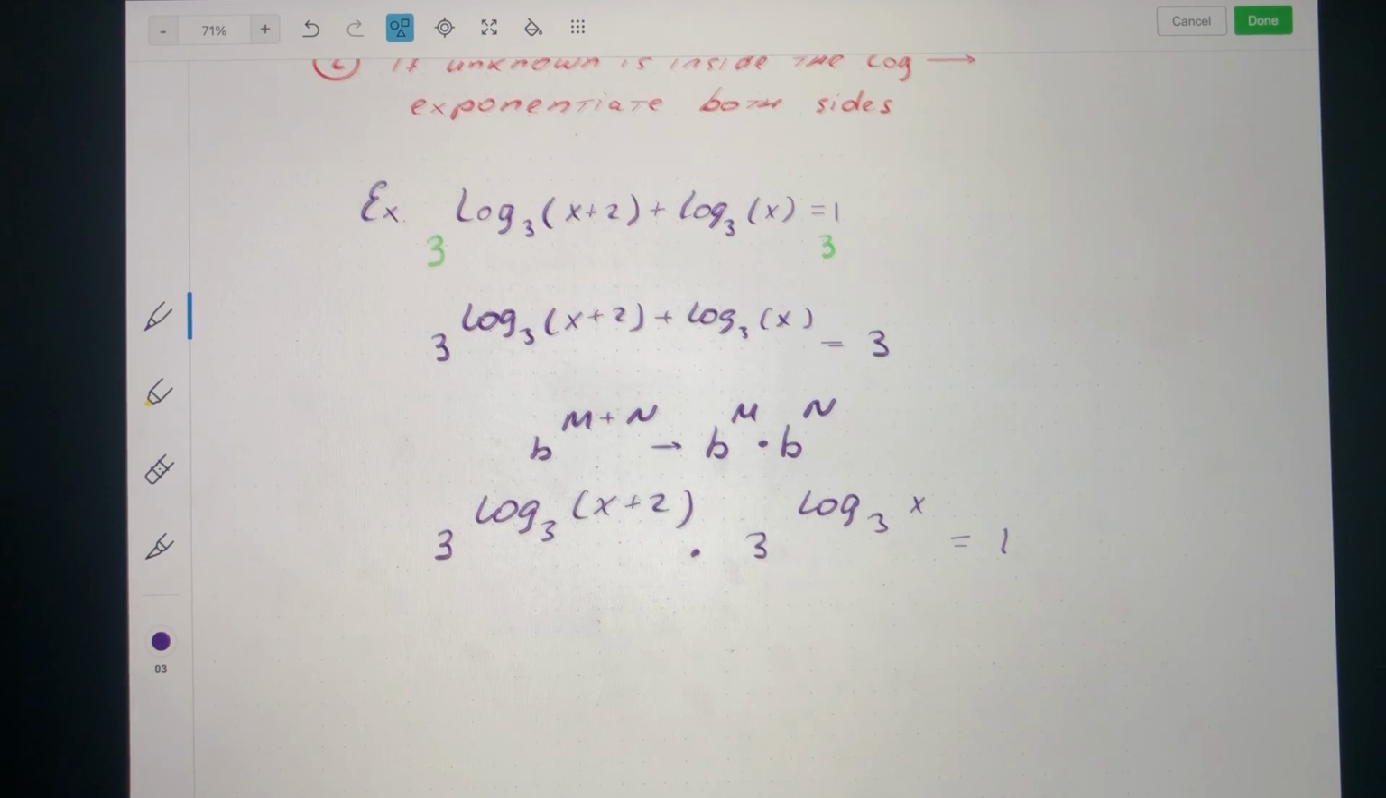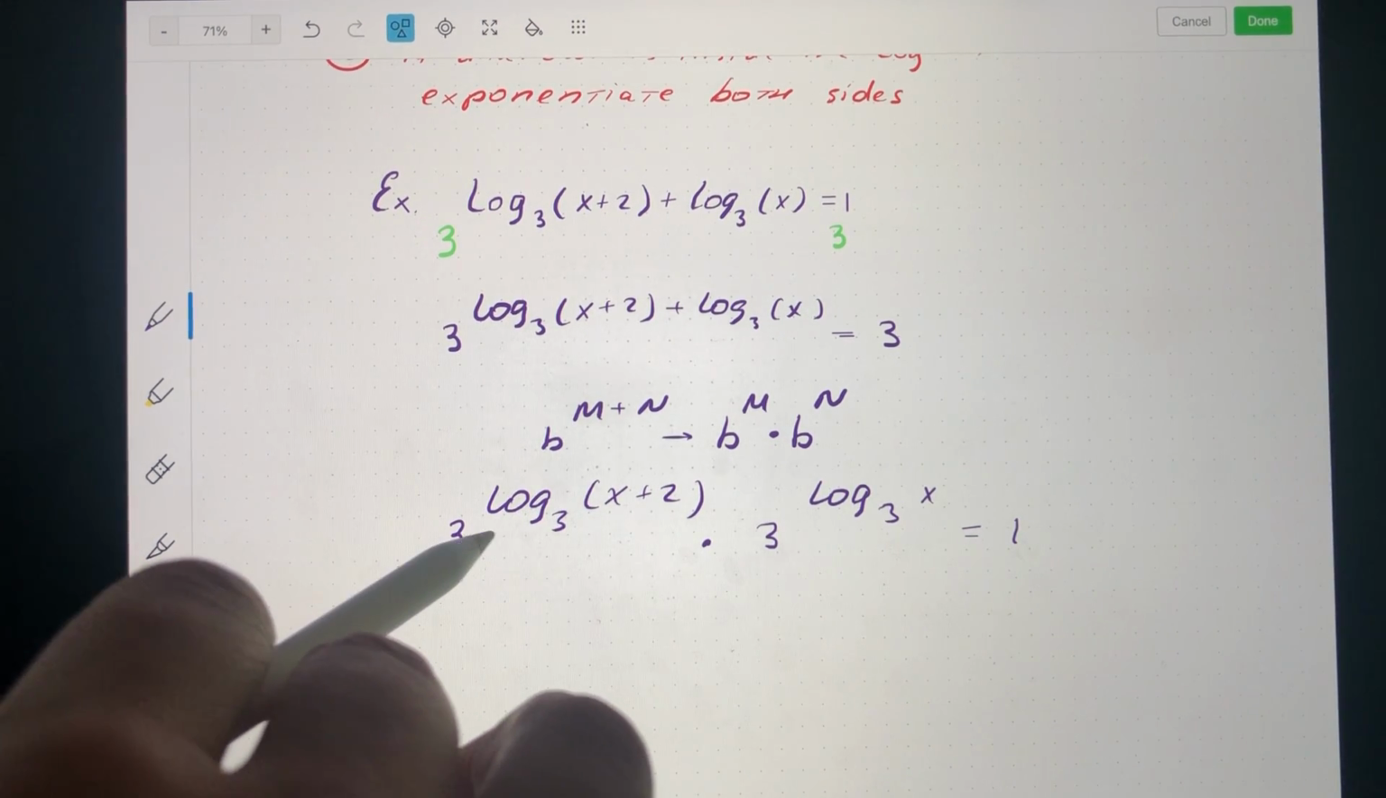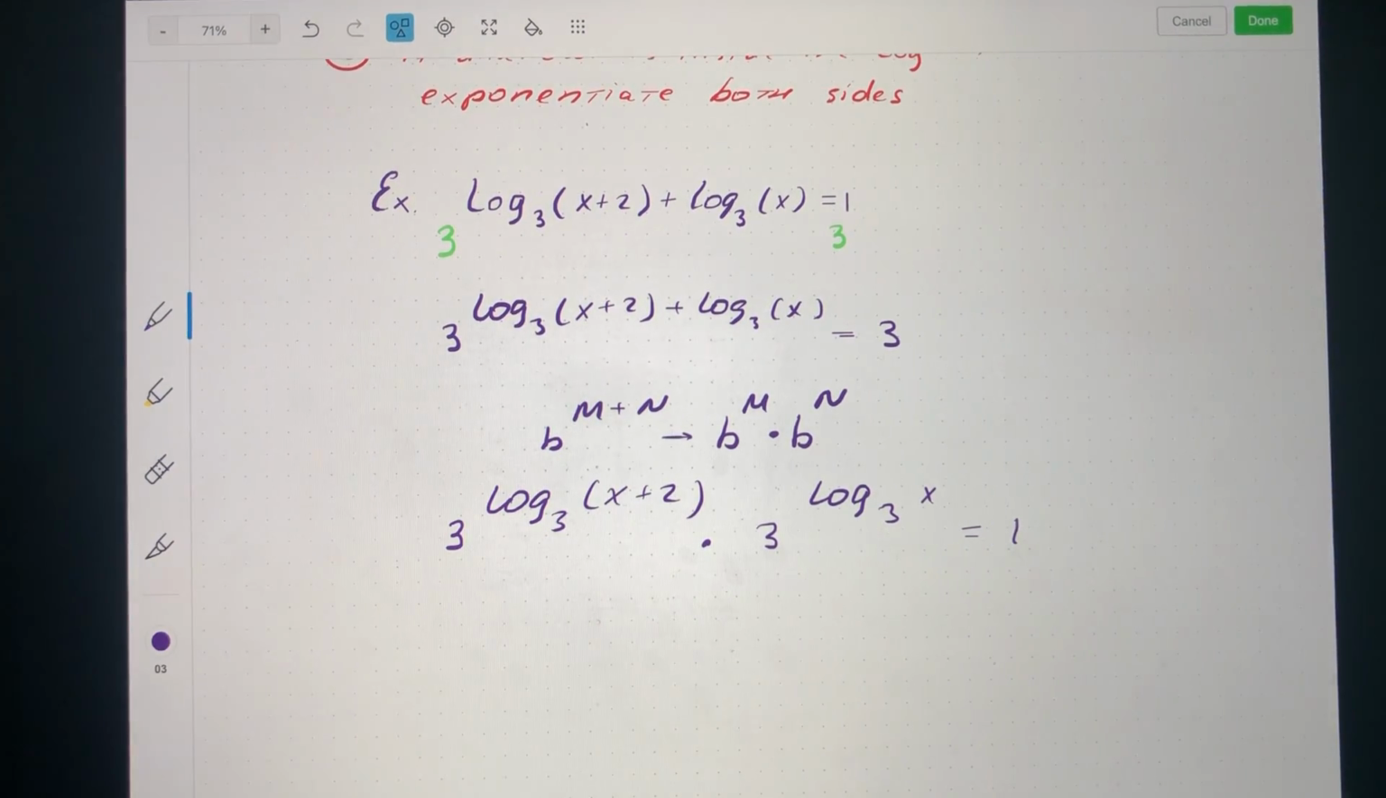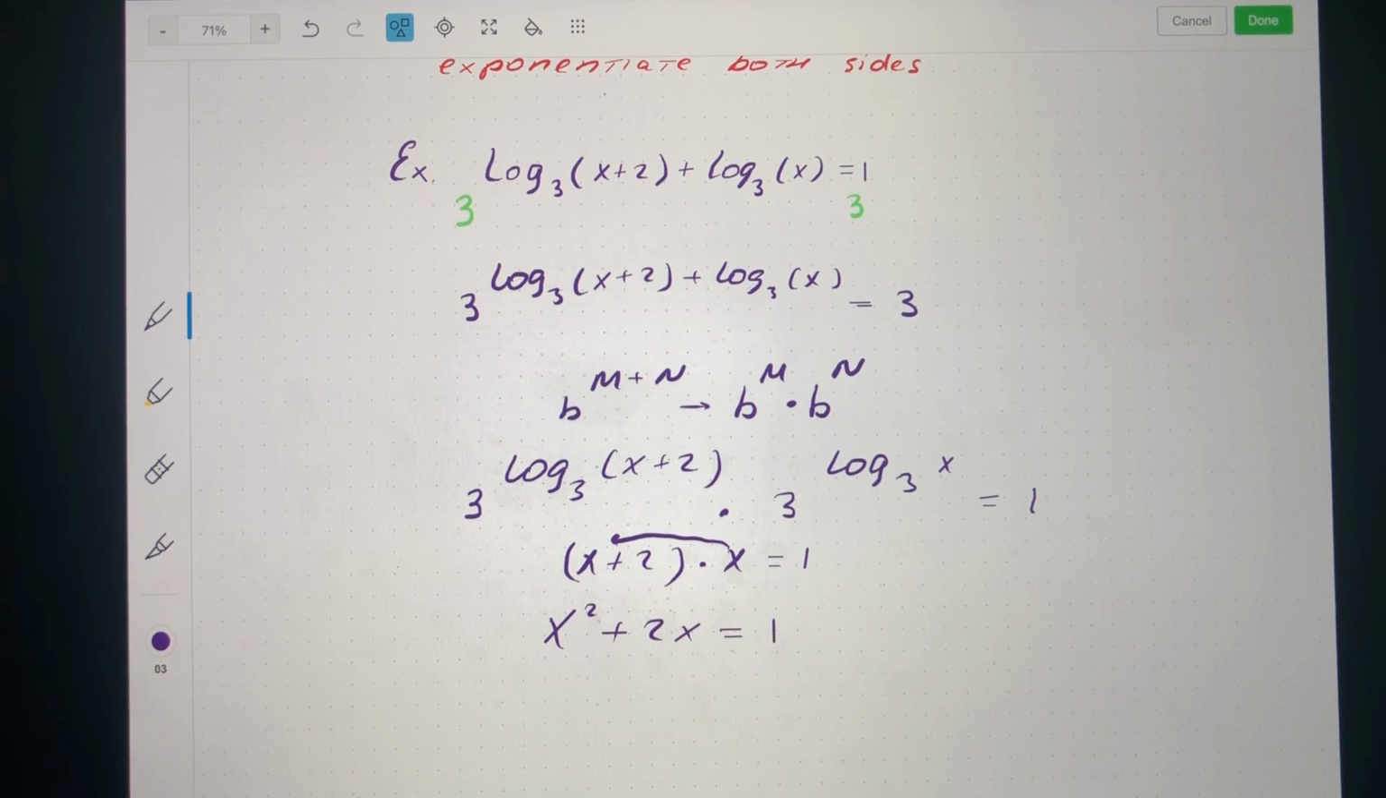Now because we have the same base as the base of the log, these two undo each other and leave us with just x plus 2. The same happens with the second quantity, x. Now we have a regular equation, which we solve normally. When we multiply through, we get x squared plus 2x is 3. Sorry, I said 1, but it is 3. It used to be 3 and it's still 3.